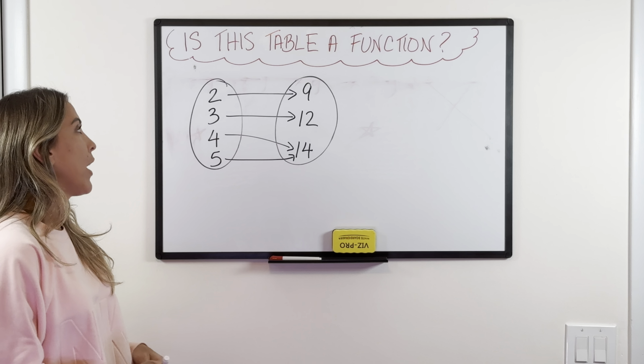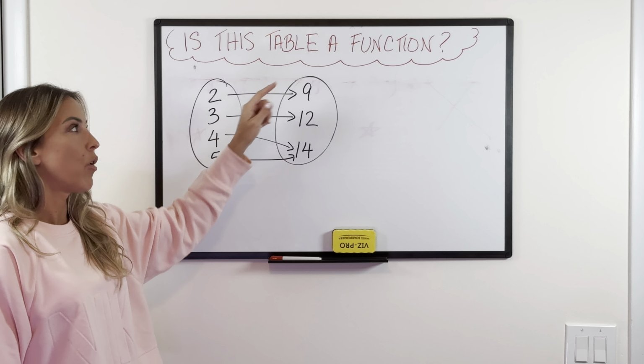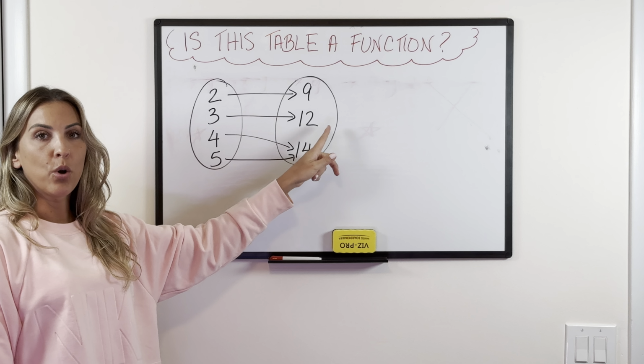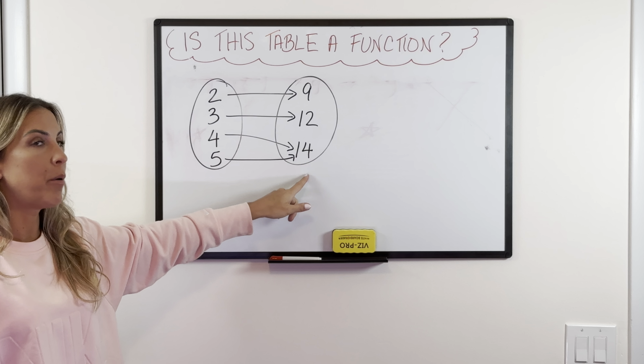And the last way that relations are often presented is in a mapping diagram. In a mapping diagram, it shows you that the input is related to the output that the arrow is drawn to. So 2 is the input going to the output of 9. 3 is the input going to the output of 12. And 4 and 5 are both inputs that are going to the output of 14.